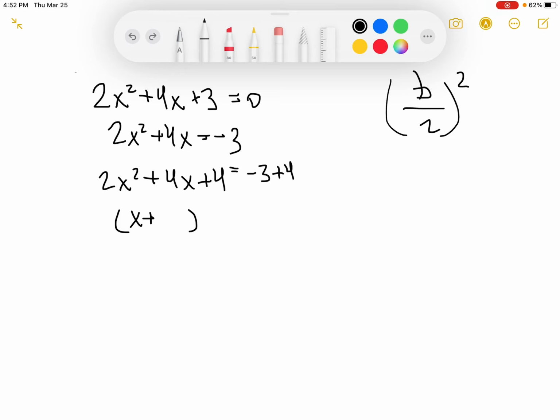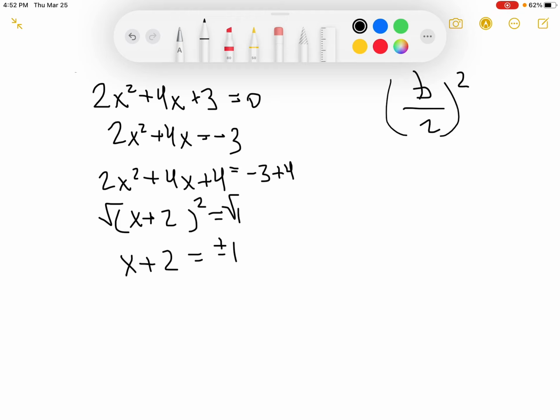Then you do the square root of this, which is now c, which is 4, so that's 2. And you make it squared. Then you just simplify on the other side, so negative 3 plus 4 is 1. Then you take the square roots of both sides. Then you have x plus 2 equals plus or minus 1. Because remember, when you take the square root of something, plus or minus.